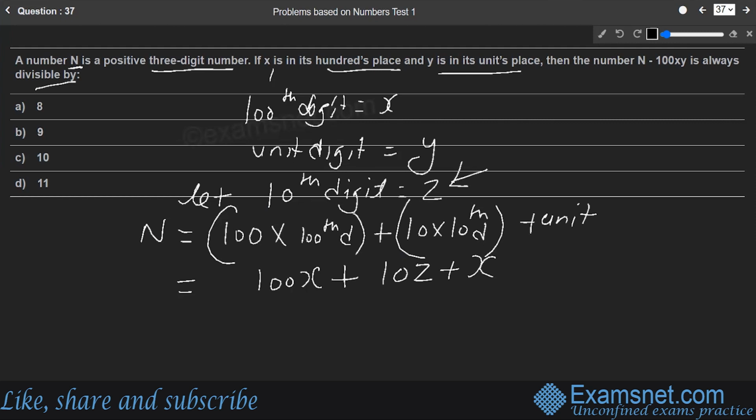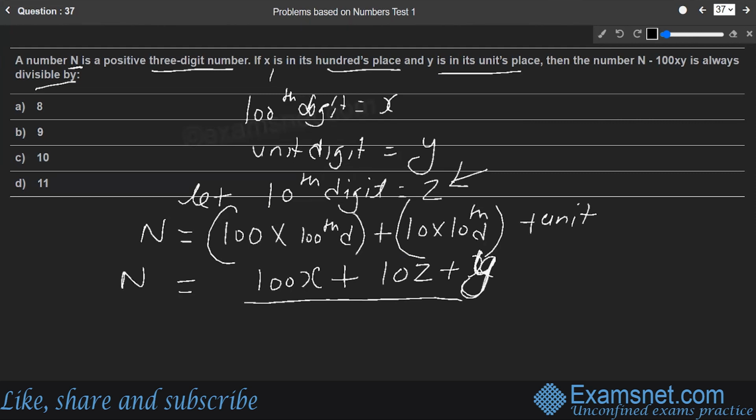The unit digit is y, so it has to be y here. So this is what our number is: 100x plus 10z plus y. Now we have to find out whether the number N minus 100x minus y is always divisible by what. Okay, so we have already made the number.